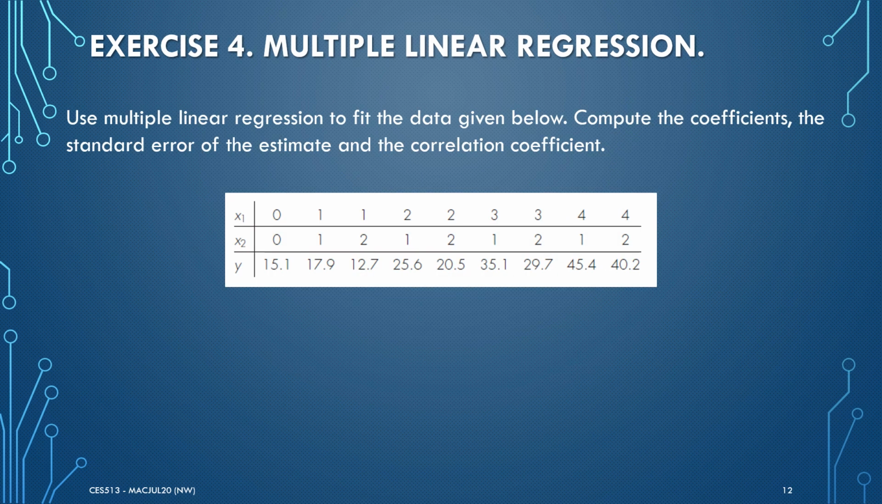Okay, do exercise 4 by yourself for multiple linear regression to get a better understanding of this subtopic. The question is, use multiple linear regression to fit the data given below in the table and compute the coefficients, the standard error of the estimate and the correlation coefficient for this data. Check your answer with the results provided in the lecture notes.